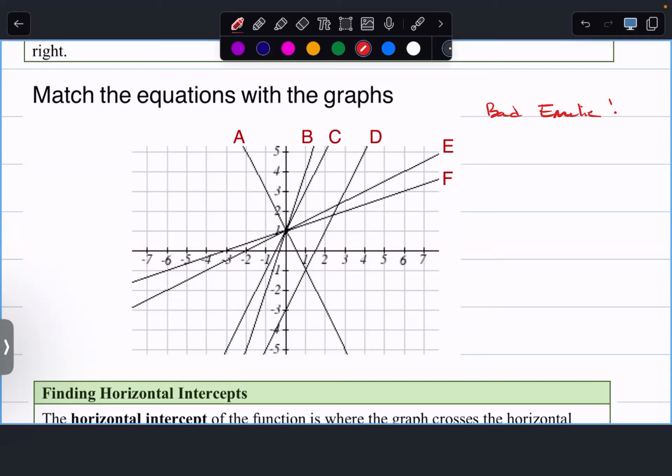Everyone pick a favorite and I'll add it to the notes before I post them. But I think you get the idea, right? You can find the y-intercept of each of them, right? And then you can find another point to find the slope.